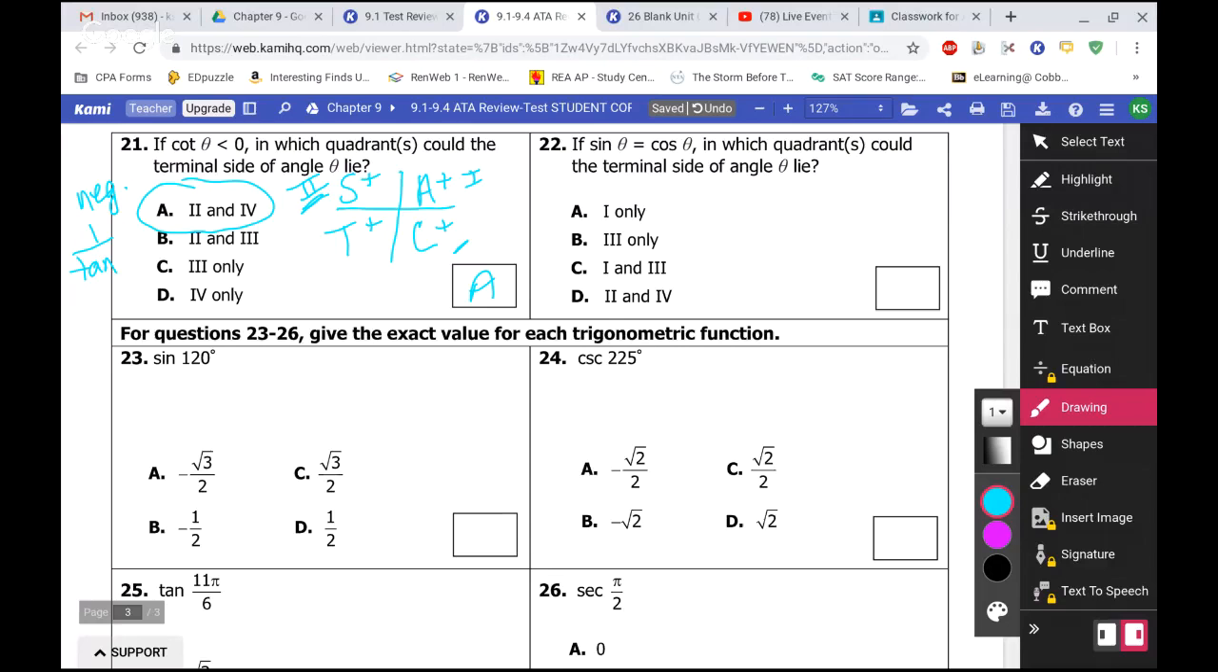If sine theta equals cosine theta, in which quadrants could the terminal side of angle theta lie? So is the terminal side the right or the left side? I was watching a video about it this morning. The terminal side means where it's going to land, where the angle actually ends. Okay.